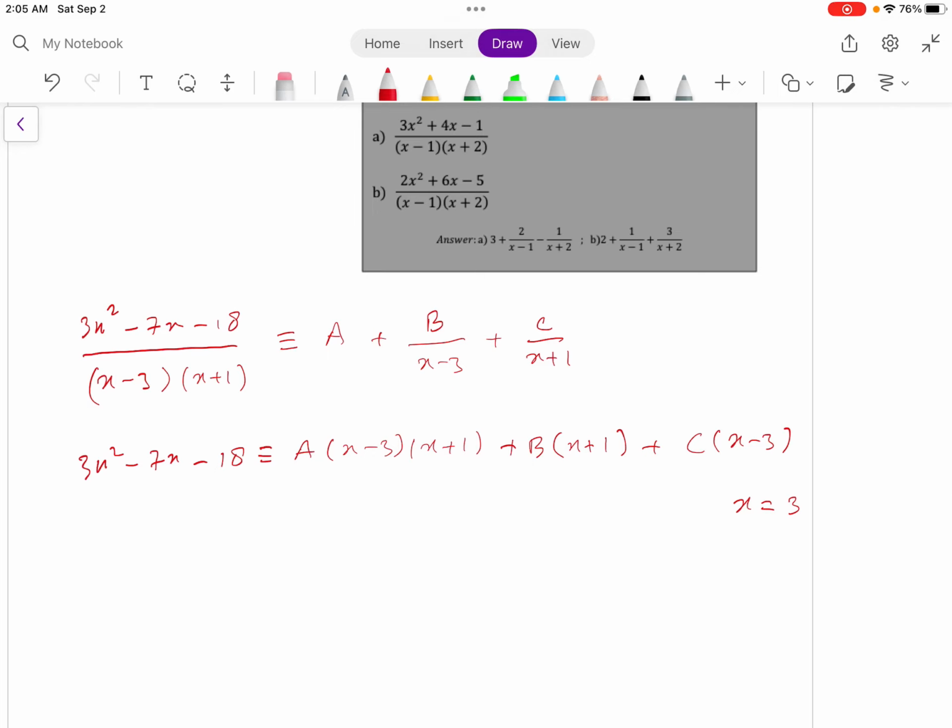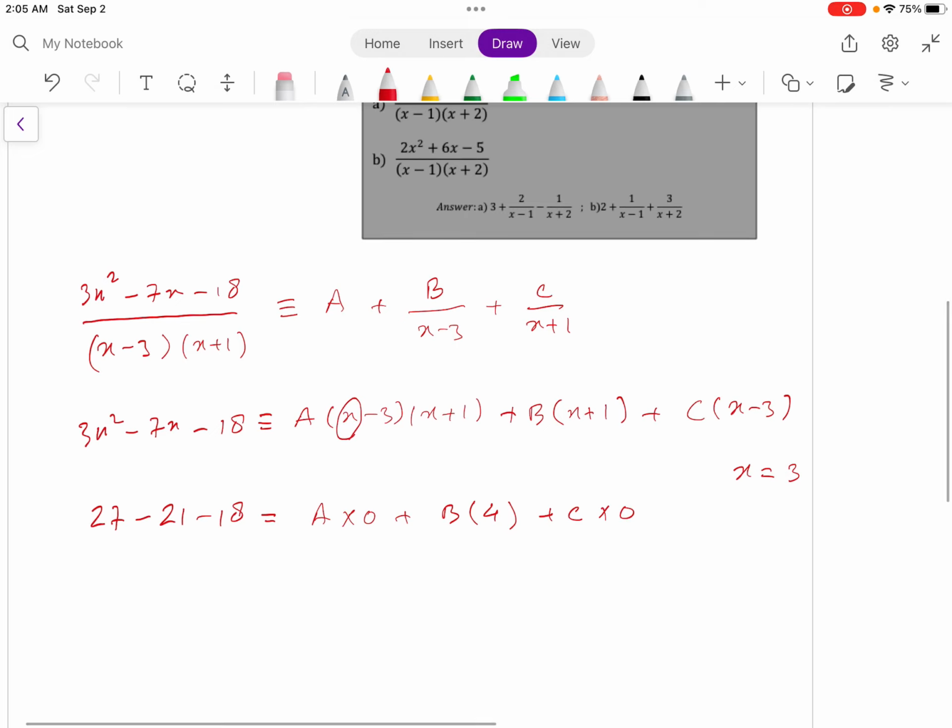If I plug in 3, I am going to get 3 square times 3 is 27, minus 3 times 7 is 21, minus 18 equals, when I plug in x equals 3 here, a times 0 plus b times 3 plus 1, which is 4, and c times 0. This gives you 27 minus 21 is 6, minus 18 is minus 12 equals 4b, and the b value is minus 3.